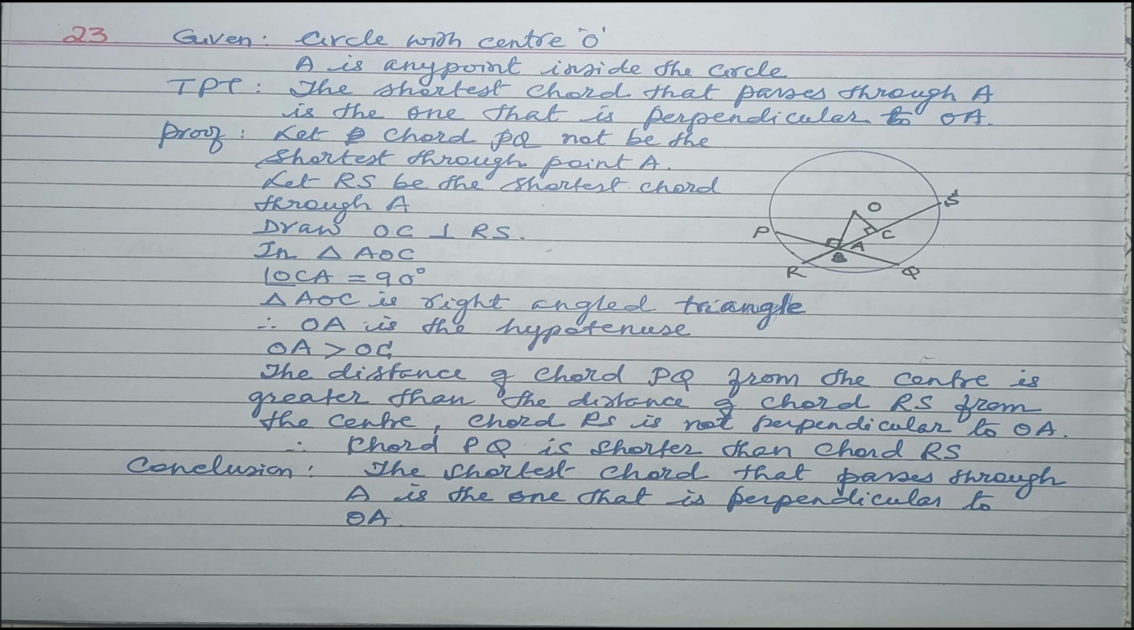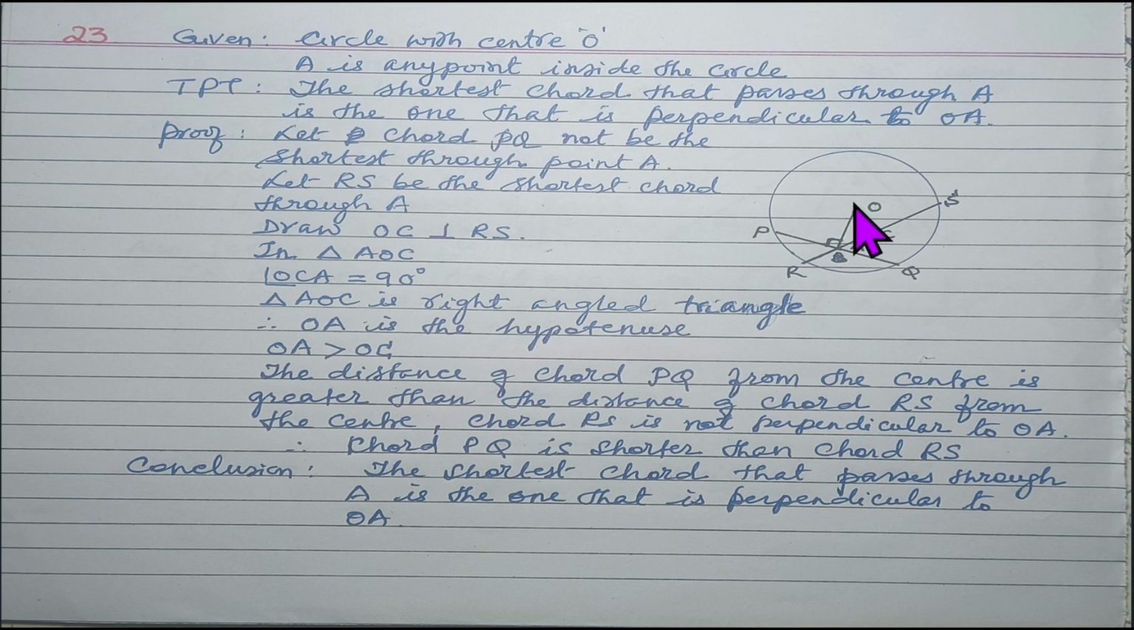Now coming to the next example, that is example number 23. We are given a circle with center O, and A is any point inside the circle. Now what we have to prove is that the shortest chord that passes through A is the one that is perpendicular to OA.